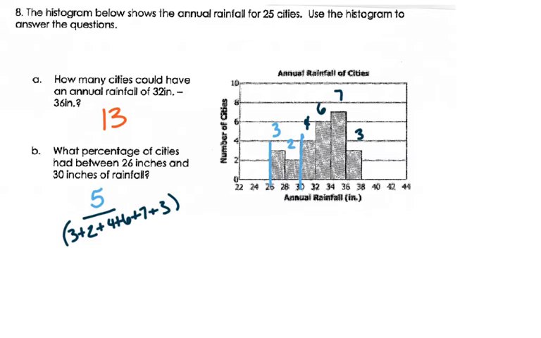All right, what percentage of cities have between 26 and 30 inches of rainfall? That's marked in blue, and that's 3 and 2, so I got 5 on top. On the bottom, I had to find all of them, so that's my numbers in black. So 5, I think it ends up being out of 25, is 20%.